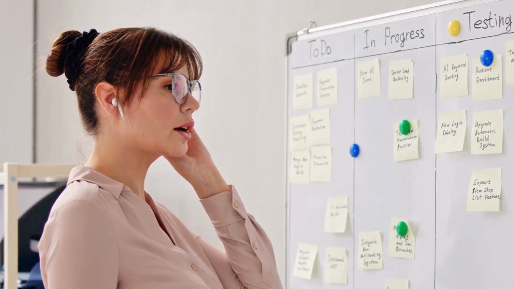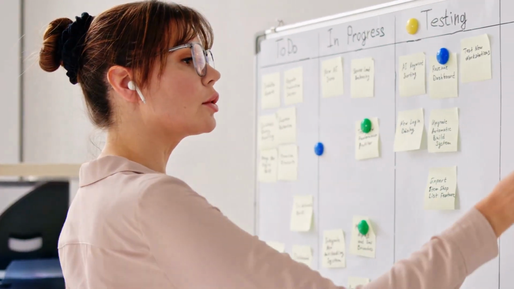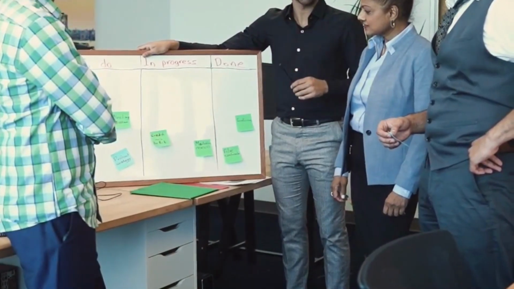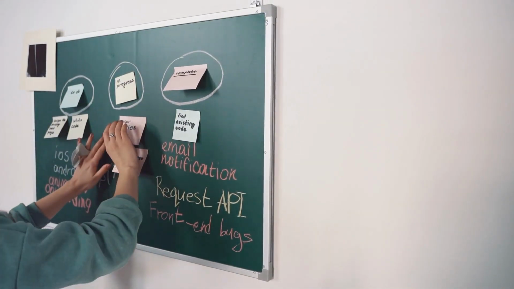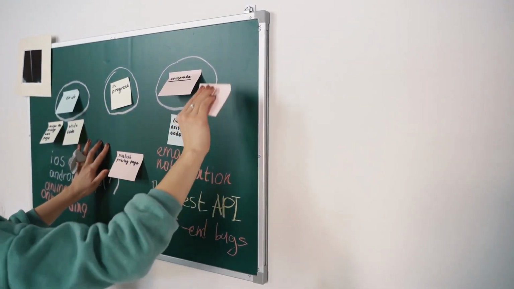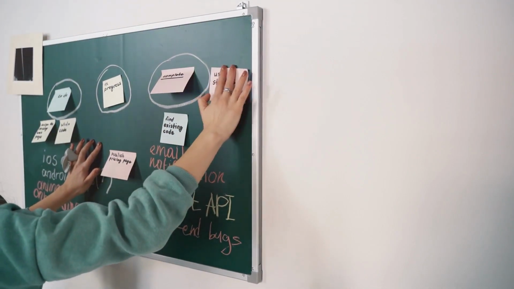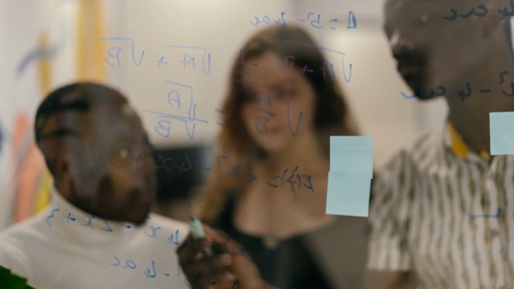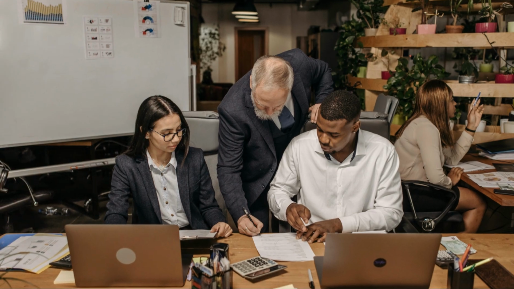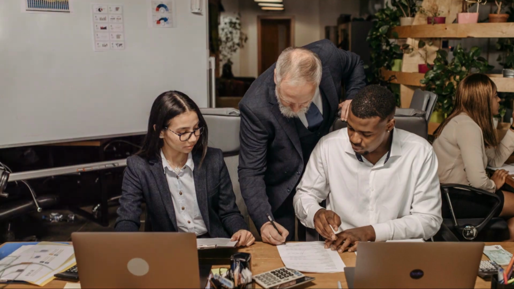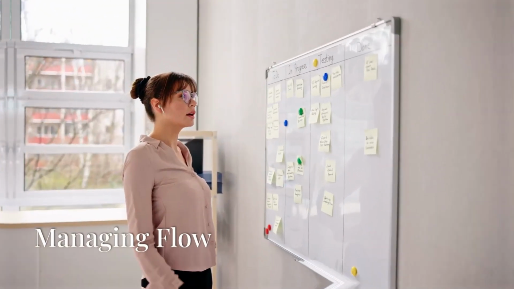Limiting work in progress, WIP. One of the fundamental aspects of Kanban is the limitation of work in progress. WIP limits restrict the number of tasks that can be worked on at any given time within each stage of the workflow. These limits help to focus team efforts on completing existing tasks before starting new ones, reducing multitasking and inefficiencies.